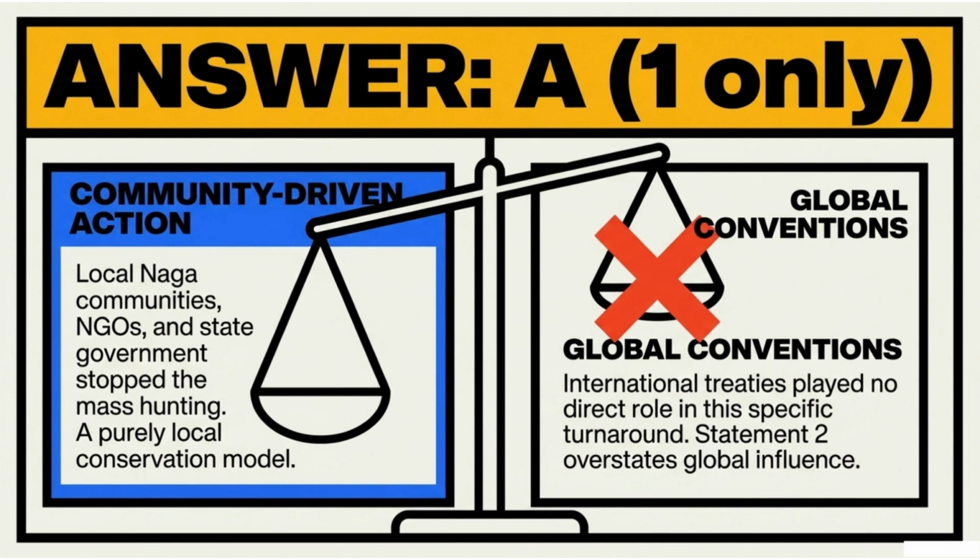Statement 2 overstates the role of international conventions. The transformation at Doyang Lake happened because of local community action, not because of any global treaty achieving success.